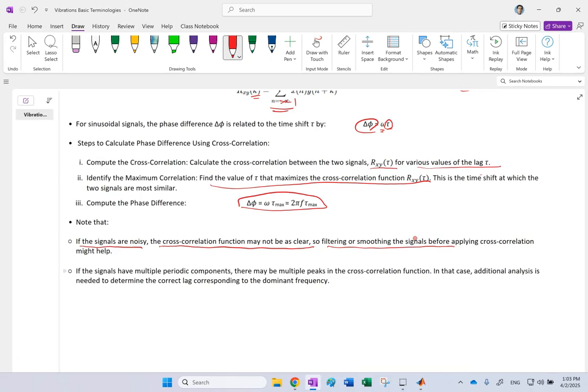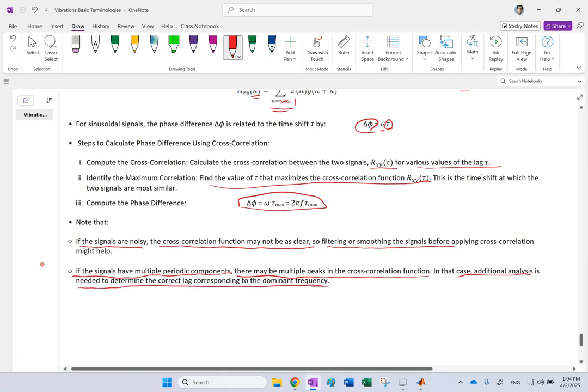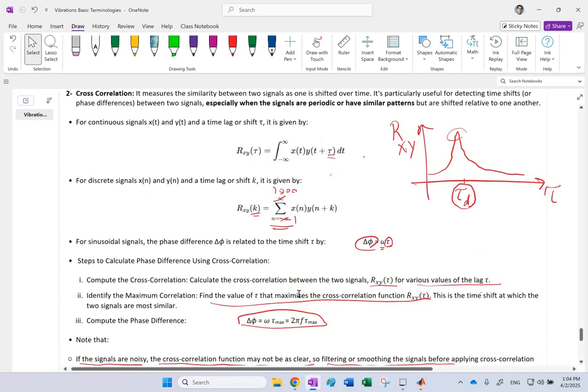The other thing is, if the signals have multiple periodic components, several frequencies in them, and several peaks, then in your cross correlation you might also get several peaks. So now you need to do some extra analysis to determine which one of them is the dominant frequency, which one of those time delays or phase shifts.